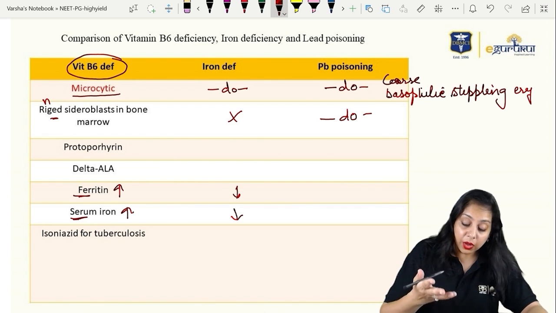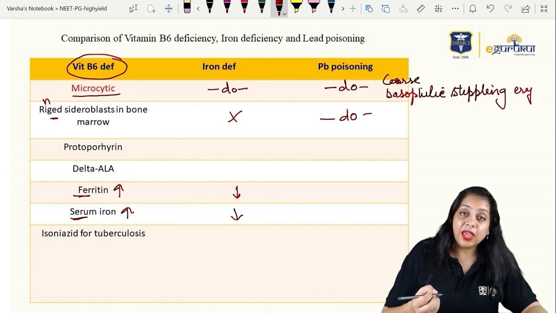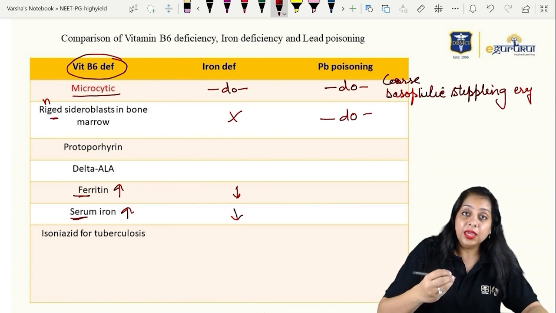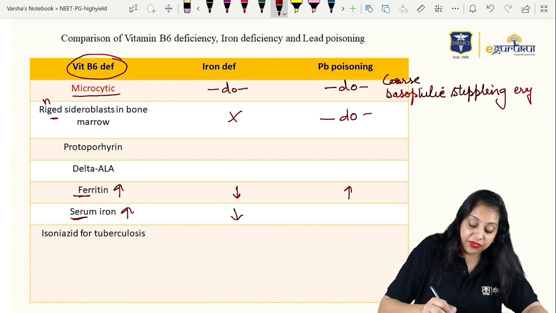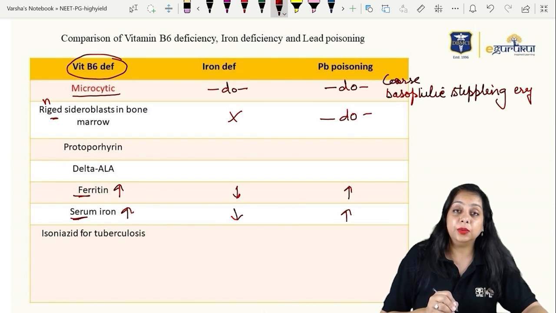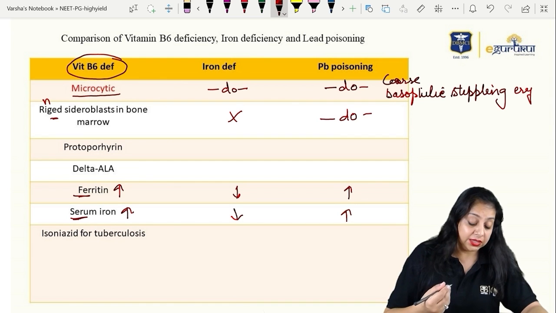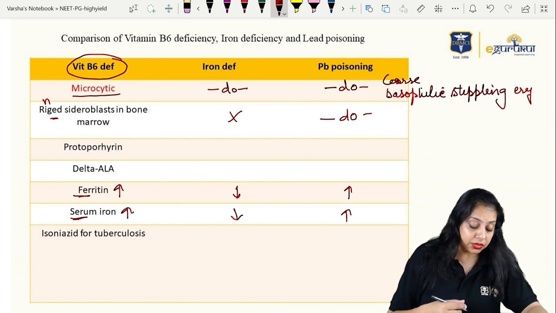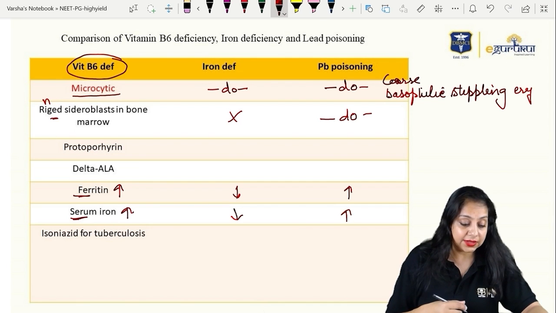Make sense? What about lead poisoning? The same thing happens in lead poisoning. Lead poisoning also halts the entire heme synthesis pathway. In this, the ferritin and serum iron levels will be high. Very easy. Now, how about protoporphyrin and delta ALA, delta aminolevulinic acid, right?